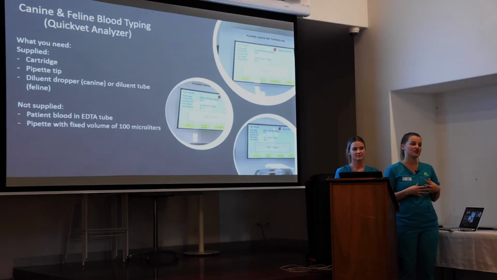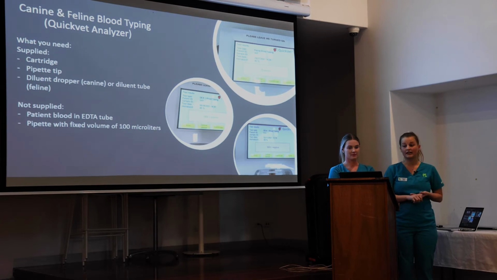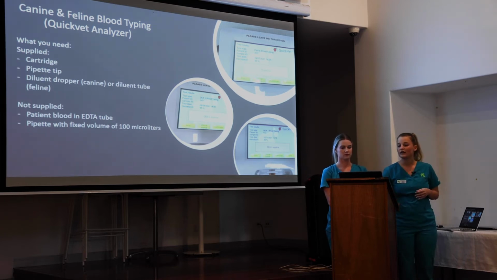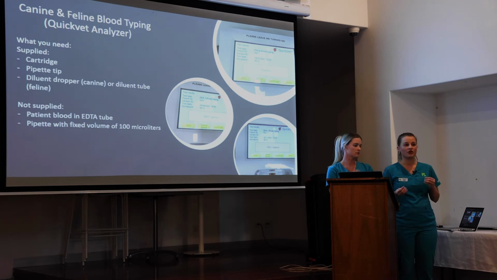And then in addition, you need your patient's blood in an EDTA tube, and ideally a pipette with a fixed volume of 100 microliters. Felines are very similar. Again, you need your QuickVet cartridge. You'll have a diluent tube instead of a diluent dropper for your felines, and your pipette tip, which is all included. And then again, patient's blood in your EDTA tube and that pipette with a fixed volume. Now, in advance, what you also need for both canine and feline is to know what their current PCV is. So their current PCV will determine blood and diluent volume overall.